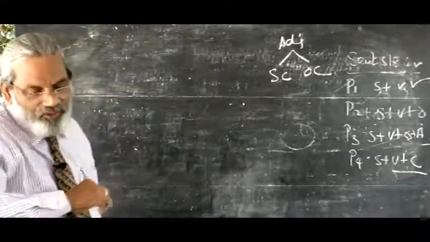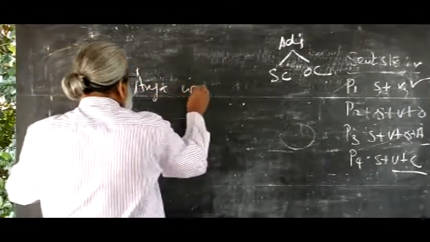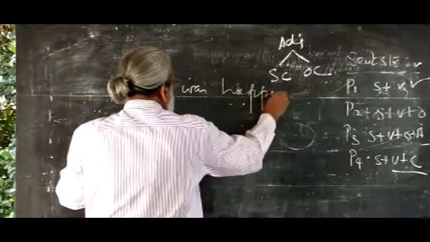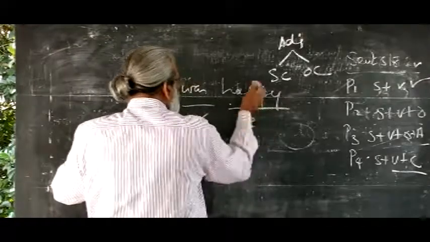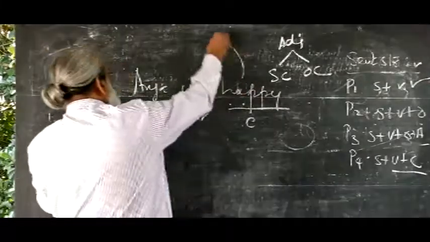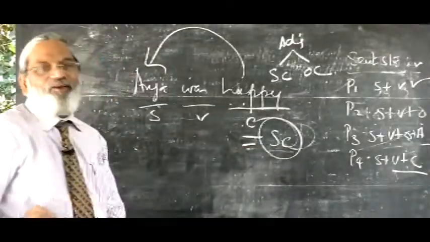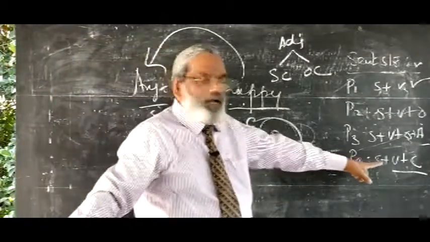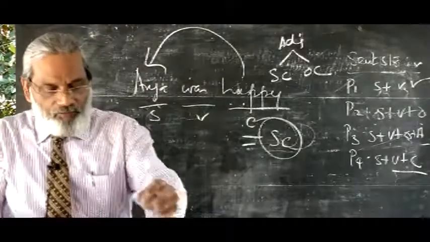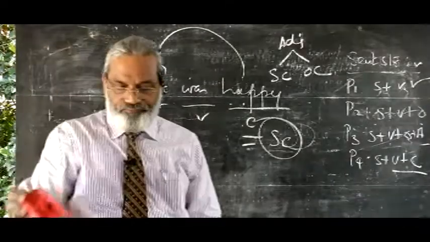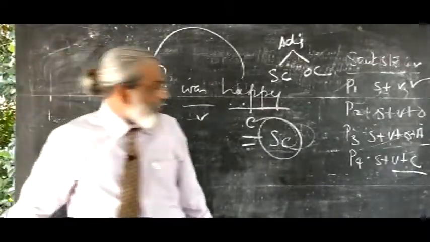So complementary function, for example: Arya was happy. Arya is subject, was is verb, happy is complement. Who is happy here? Arya is happy here. So this complementary function is subject complementary function. So C may be object complement also. Many object complement examples will also be coming. Then pattern number 5. So we have studied pattern number 4.